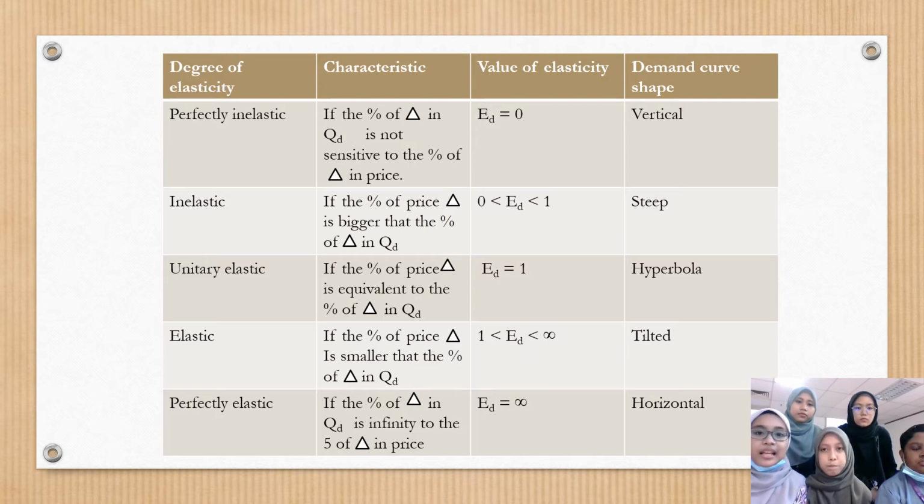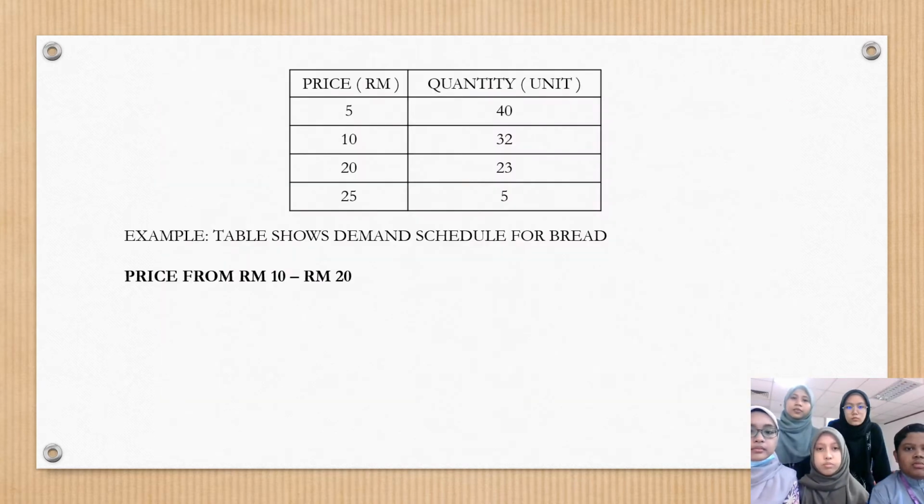Demand curve shape: tilted. Fifth, perfectly elastic. The characteristic is that the percent change in QD is infinite relative to the percent change in price. Value of elasticity ED equals infinity. Demand curve shape: horizontal.